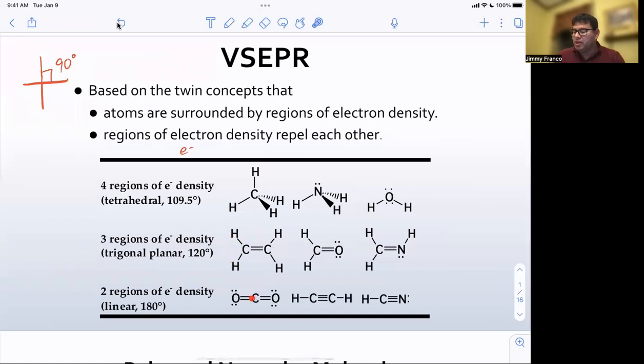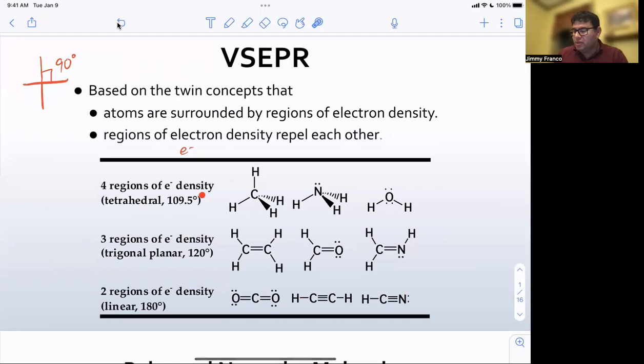Two groups, you're going to be linear, and so you're just going to put one on either side. They're going to be 180 degrees. Again, it doesn't matter if it's two double bonds, or a single bond and a triple bond. Even over here for the nitrogen, triple bond on one side, lone pair on the other, that's still two groups coming off of that atom. The furthest you can separate them is 180, so they'll be linear.